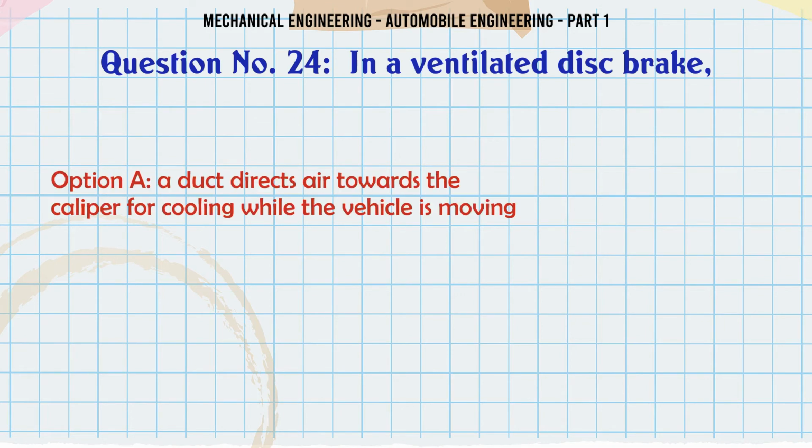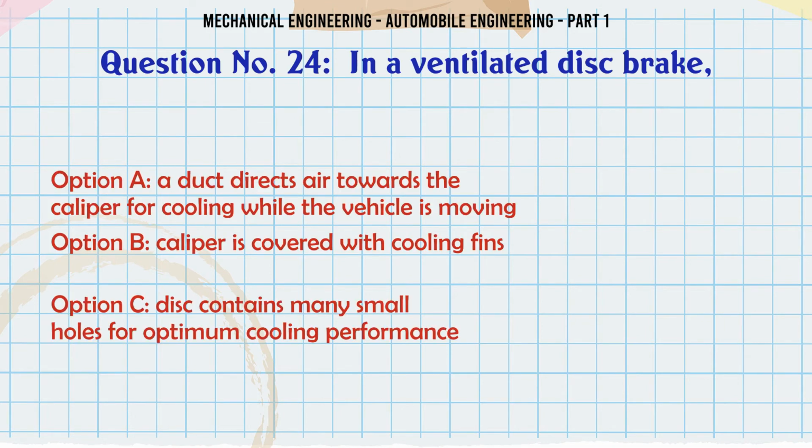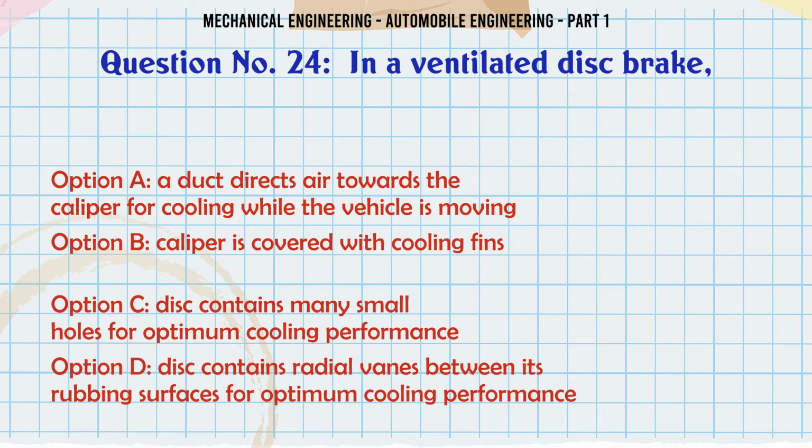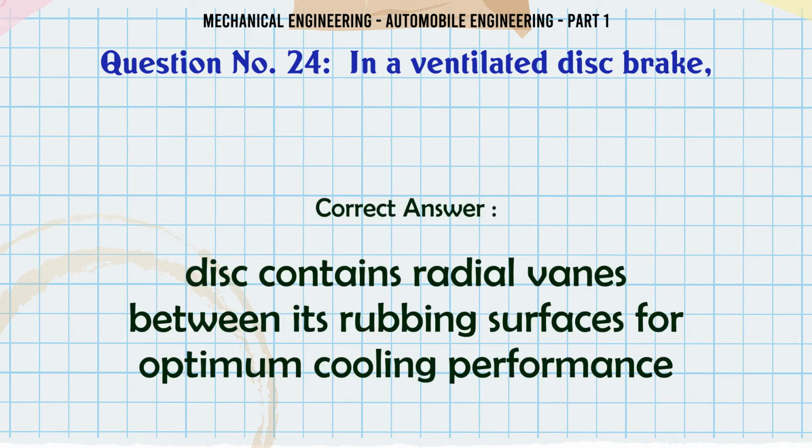In a ventilated disc brake, A. a duct directs air towards the caliper for cooling while the vehicle is moving. B. caliper is covered with cooling fins. C. disc contains many small holes for optimum cooling performance. D. disc contains radial vanes between its rubbing surfaces for optimum cooling performance. The correct answer is disc contains radial vanes between its rubbing surfaces for optimum cooling performance.